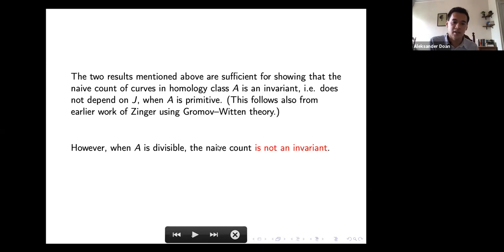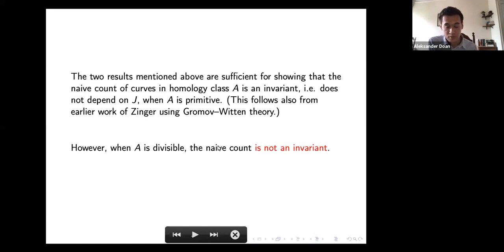And there is actually an earlier result of Zinger, which shows exactly that, except it relies on the fact that the Gromov-Witten invariant does not depend on J. But from just the two results I already stated, you could already prove that. However, when A is divisible by some integer, where it is an integer multiple of another integer homology class, the naive count is not an invariant.